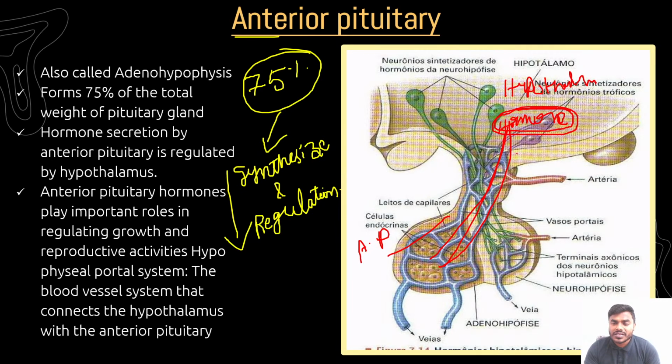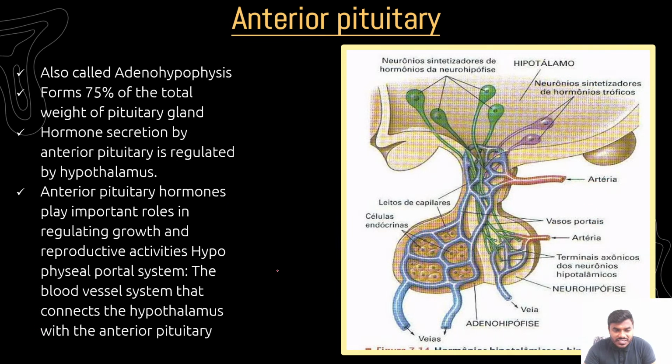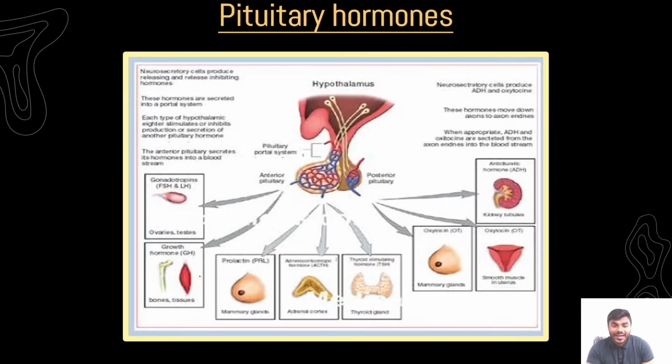Now the question is, my friends, how is this particular hormone reaching the anterior pituitary gland? That is the question. It can reach the anterior pituitary gland via the hypophyseal portal system. How, friends? Via the hypophyseal portal system it is going to reach. Please do not get confused with this point. The hypophyseal portal system is an important system which consists of blood vessels which are bringing the hormone from the hypothalamus into the anterior pituitary gland.